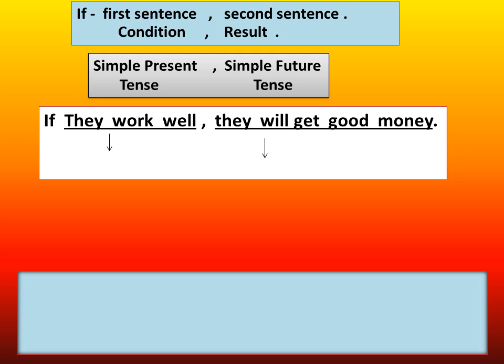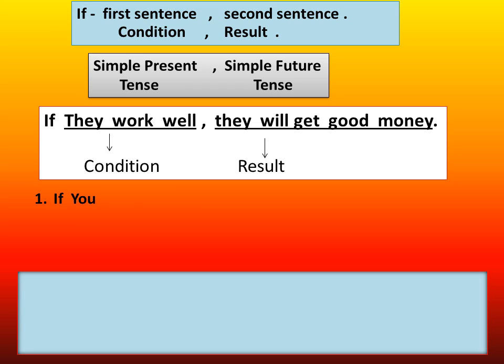In this sentence, they work well is the condition. They will get money is the result. Working well is the condition, and if they work well, they will get money. Definitely, it is the result. We can understand how to use if in our construction in our daily life. We use if so many times in different situations.